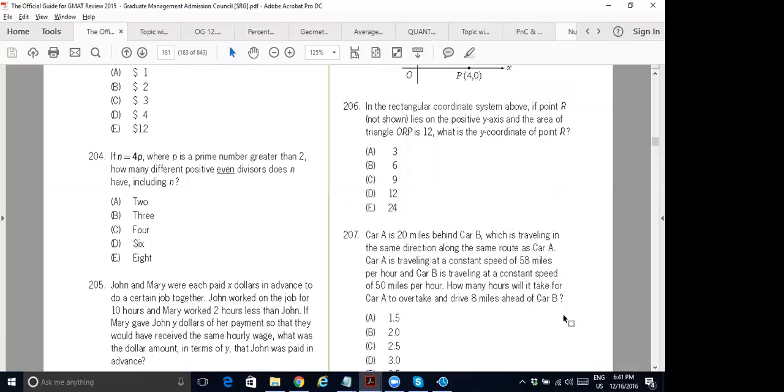Okay, and how will you do question number 204? 204, if n is equal to 4p. But isn't that the number is divisible by 1, 2, and 4p? So 3. How many? Acha, so two evens. Just one second. 1 into 4p, 2 into 2p, 4 into p. So even now, just see. Let me, p is odd. So 1.